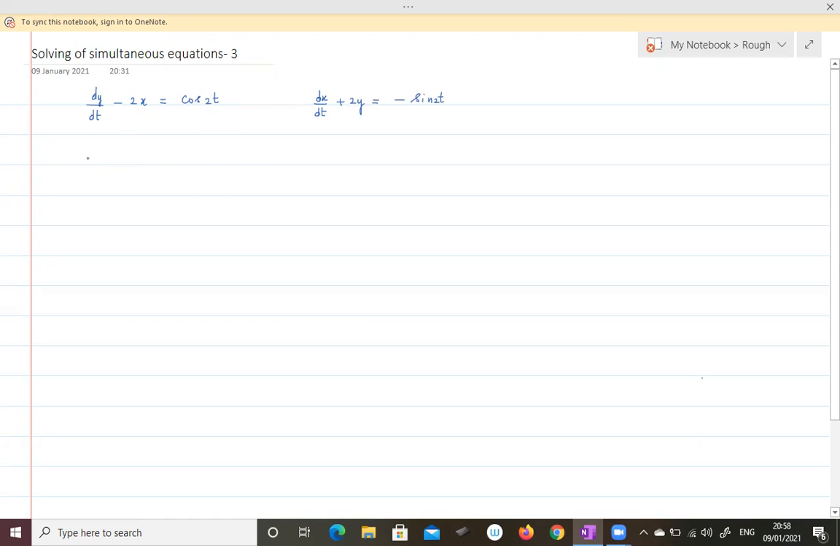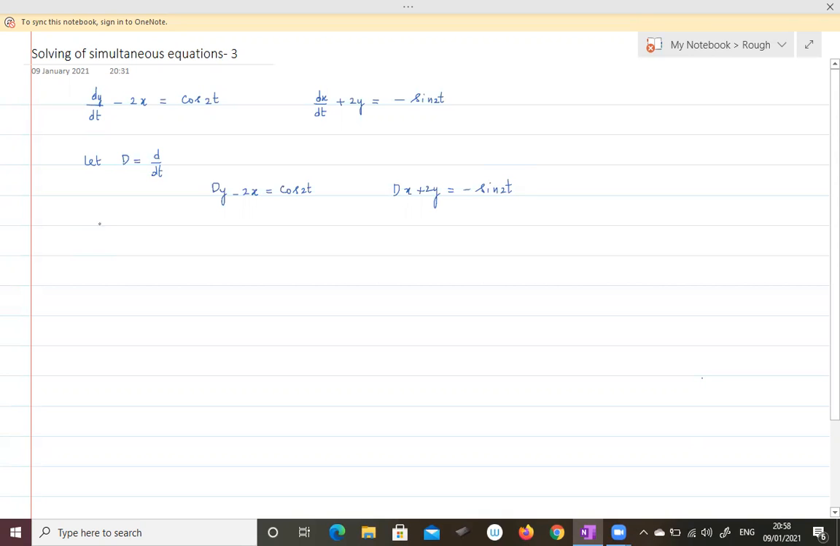First, let us represent capital D as d by dt. Therefore, the given equations become Dy minus 2x is equal to cos 2t. That is the first one. And second one is Dx plus 2y equal to minus sin 2t.